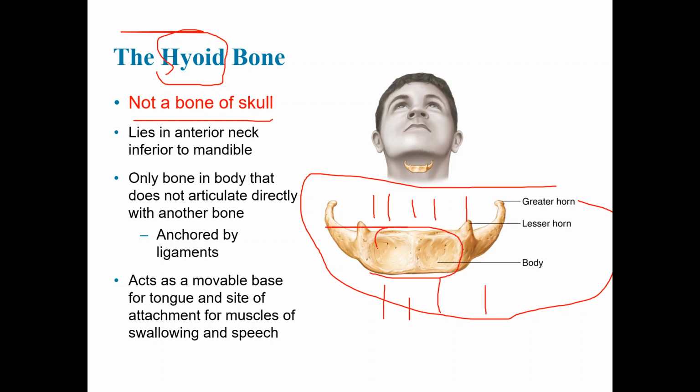We recognize a body and horns here, right? Horns because there are no points of articulation with other bones. This bone acts as a movable base of the tongue, and it's also a site of attachment for muscles and of swallowing and speech. All right, and of course this is the position, it lies in the anterior neck and inferior to the mandible. All right, so I am done with this part.